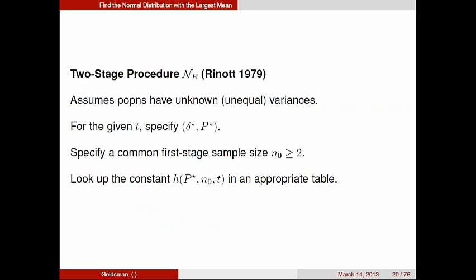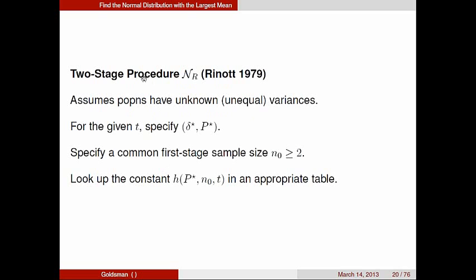I just wanted to show you very quickly a two-stage procedure due to Rinott. And like I said before, the sampling proceeds in two stages. The first stage is just to make a guess as to what the variances are, and the second stage is to kind of wrap things up. You see where you stand in the first stage, and then you take some additional observations to get your answer.